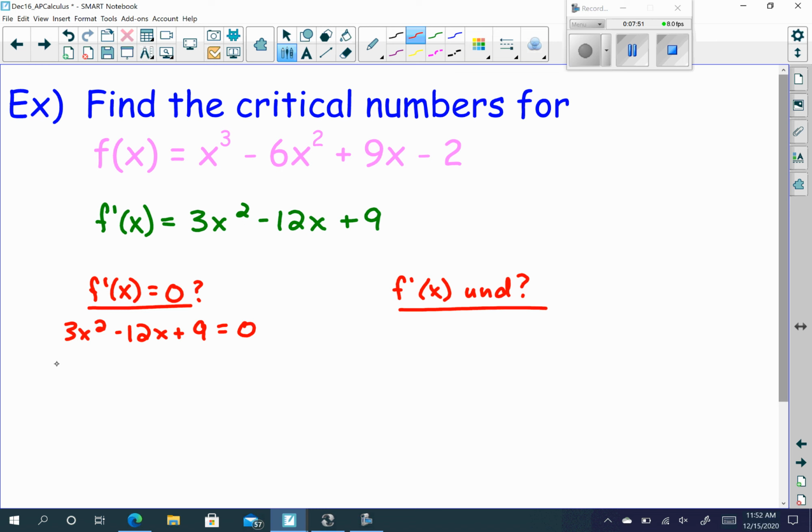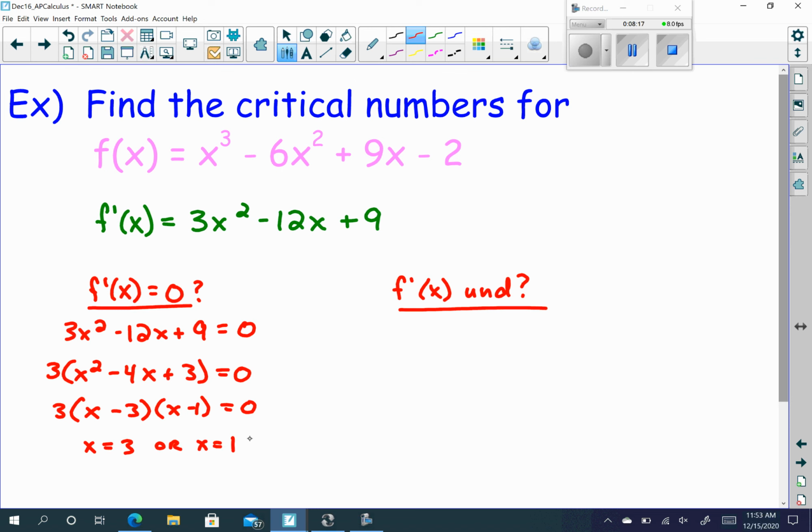But here we could factor out a 3, and we're left with x squared minus 4x plus 3. We could factor this further into x minus 3 and x minus 1. Set each factor equal to 0. The 3 first, if we set that equal to 0, that doesn't make any sense, or we can divide both sides by 3. So x minus 3 gives us x is equal to 3, or x is equal to 1.